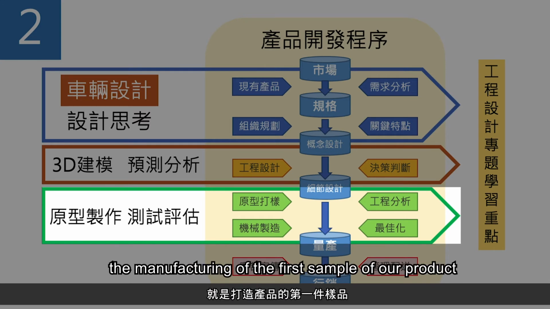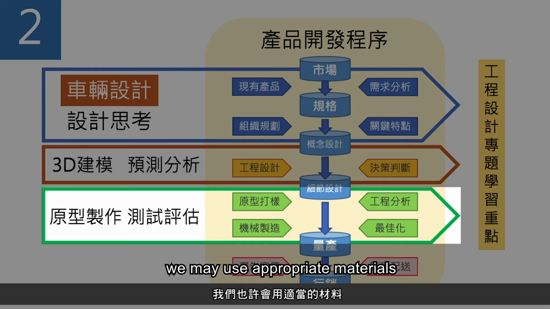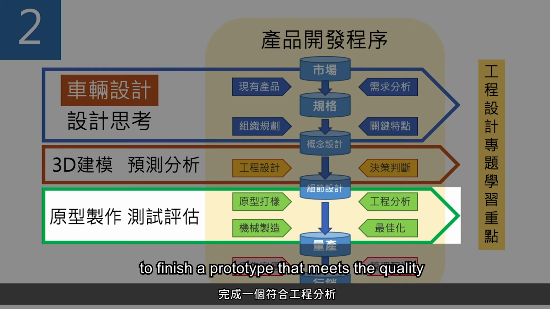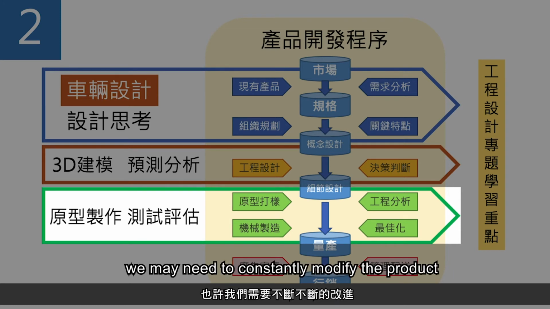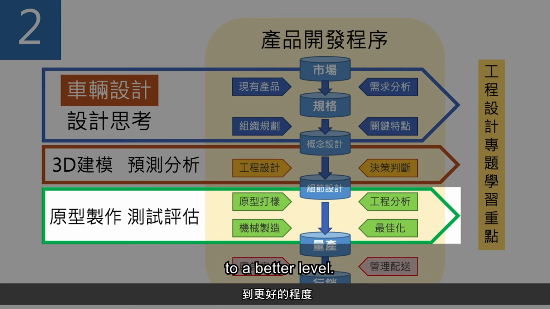Prototype production refers to the manufacturing of our first sample of our product. In this phase, we may use appropriate materials and different kinds of manufacturing equipment to finish the prototype that meets the quality required for engineering analysis. Here, we may need to constantly modify the product so that it can be improved to a better level. This is also known as the optimization process.